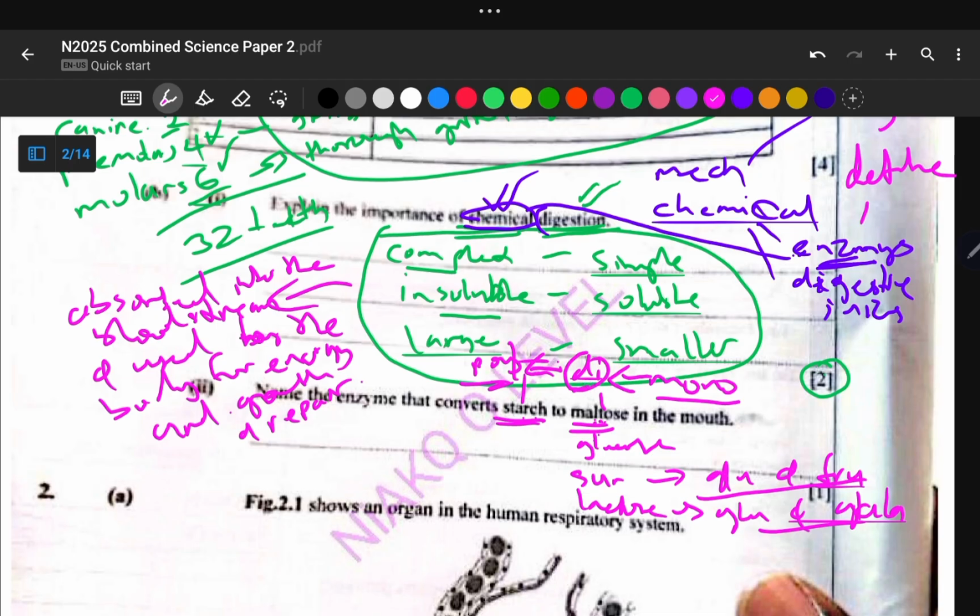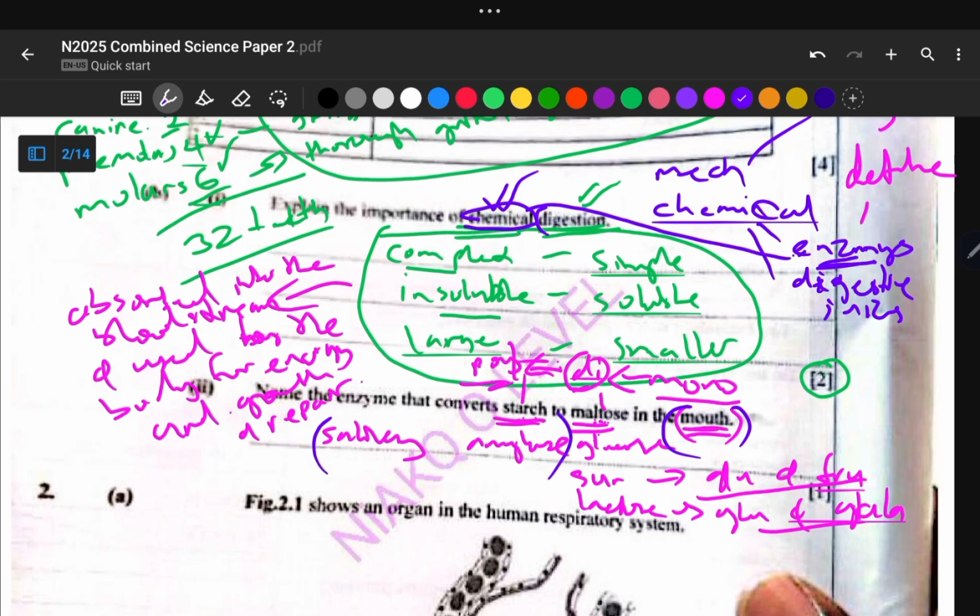So we are going to use the enzyme. The question says in the mouth. We are given the location, right? So in the mouth, you are going to have salivary amylase, right? But if the question says name any enzyme which converts starch to maltose, we are going to have a lot of enzymes, such as pancreatic amylase. But the question specifies that the mouth is the venue of the reaction, right? So we're going to have salivary amylase.